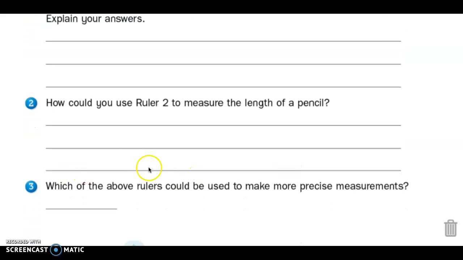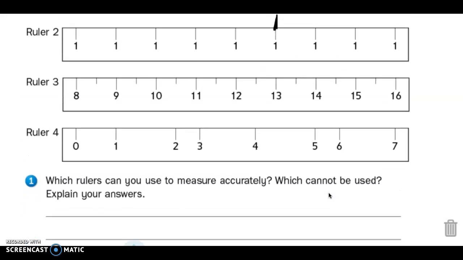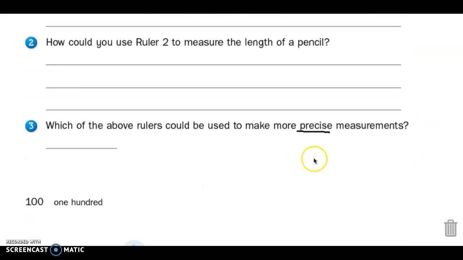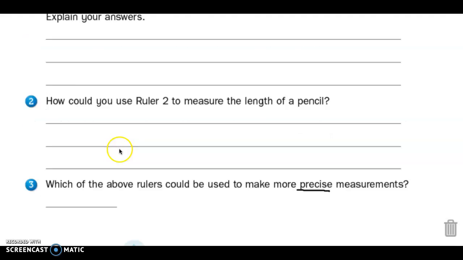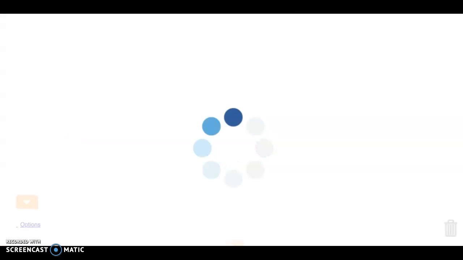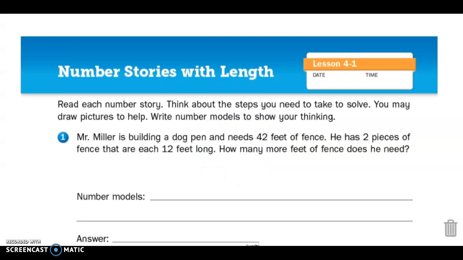Then number 3, which of the above rulers could be used to make more precise measurements? So remember, precise is accurate. And the smaller we measure, the more accurate it will be. So think about which one would make the most precise measurement and then write it on this line. Awesome. Turn to the next page. Even if you're not done with this one, that's okay, but we need to go on because I'm going to tell you how we do this.